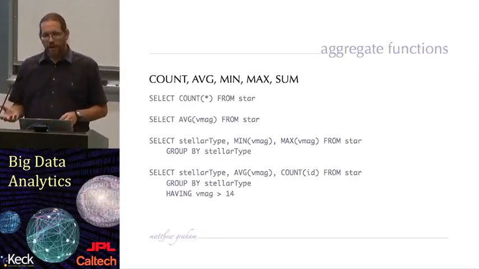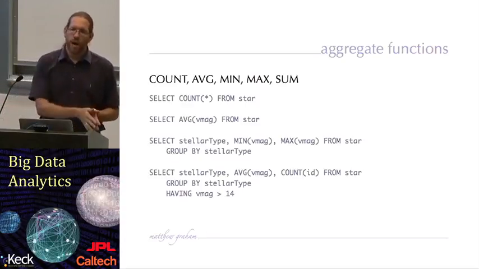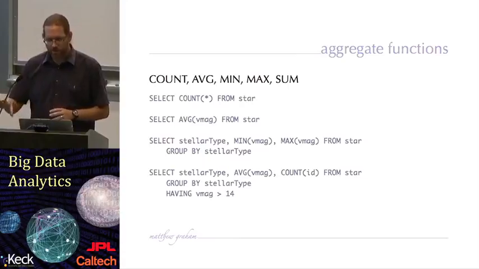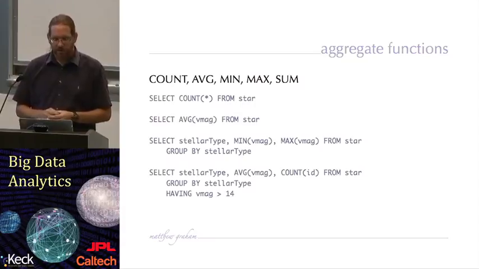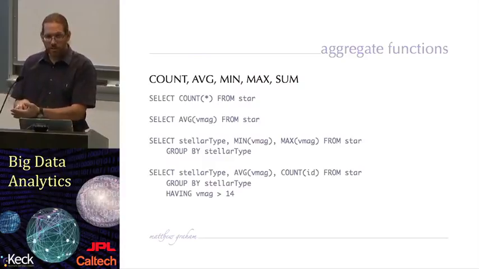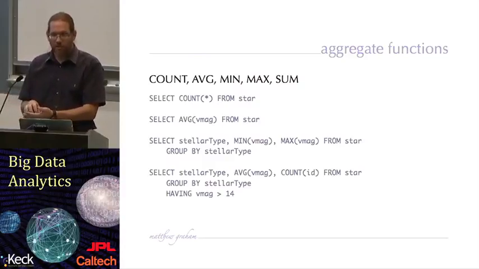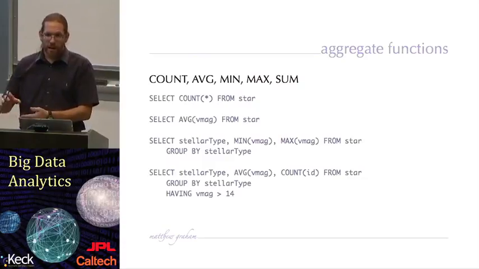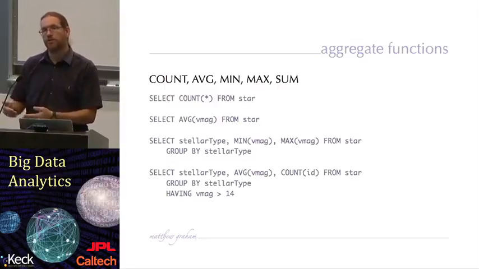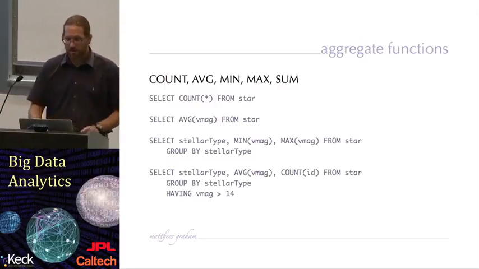If I'm using aggregate functions, then instead of using the where clause, I might use an alternate construction, which is the having clause, which applies to grouped data. So this last example will return the stellar types, the average magnitude for each stellar grouping, and also how many are in each of those groupings, where each grouping is constrained to have objects where the V magnitude parameter is greater than 14. And that is the construction you would use for that.